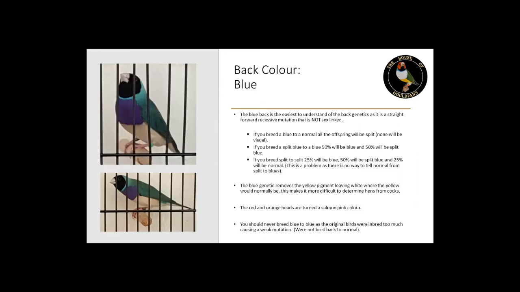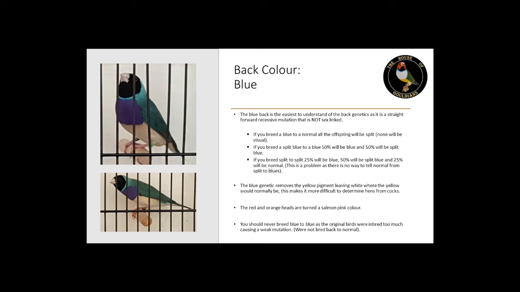Blueback mutation is probably the easiest to understand, so I'm going to start there, and that is it's a straightforward recessive mutation. What this means is that you can get split for blues as well as visual blues. Split for blue refers to a bird that is genetically carrying the mutation, but it is not visible, so it looks like a normal. If I were to breed a split bird to a visual bird, in other words one that has two copies of the genetic, you will get some of the offspring coming out as visual blues.